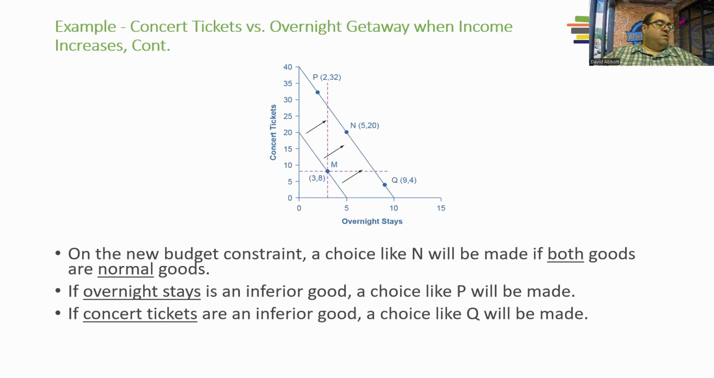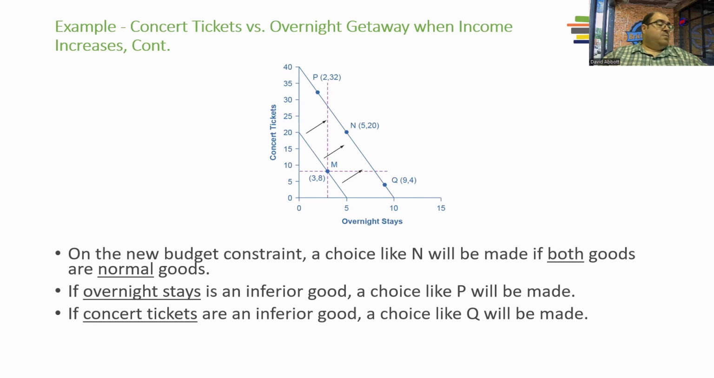Finally, all choices to the right of the vertical dashed line but below the horizontal dashed line, like choice Q, with 4 concert tickets and 9 overnight stays, involve less of the good on the vertical axis but more on the horizontal. So all of these choices are theoretically possible, depending upon Kimberly's personal preferences, as expressed through the total and marginal utility she would receive from consuming these two goods.